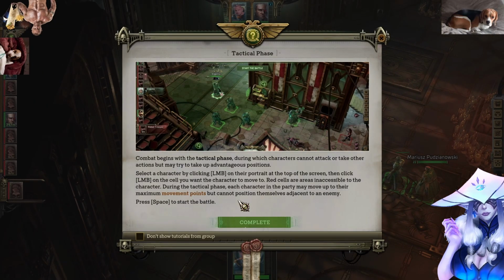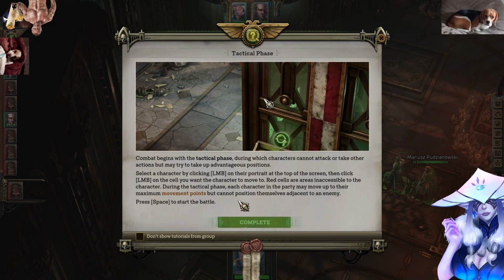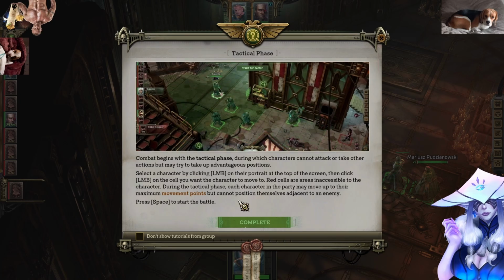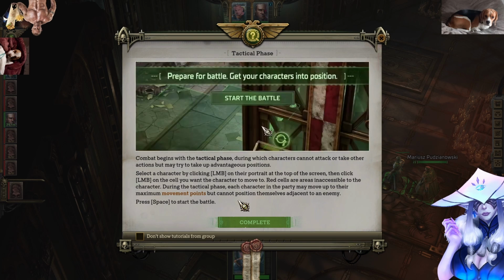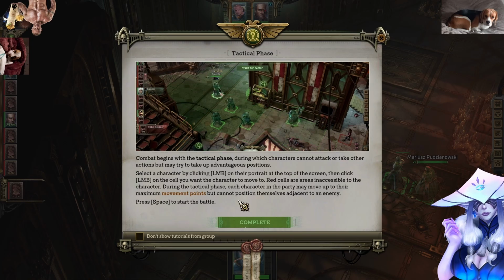Annihilate them! Command begins with a tactical phase, during which characters cannot attack or take other actions but may try to take up advantageous positions. Select the character by clicking left mouse button on the portrait at the top of the screen, then click left mouse button on the cell you want the character to move to. Red cells are areas inaccessible to the character. During the tactical phase, each character in the party may move up to their maximum movement point but cannot position themselves adjacent to an enemy.